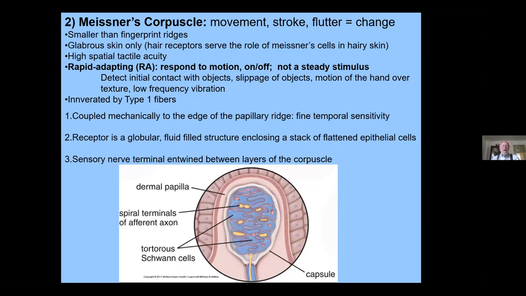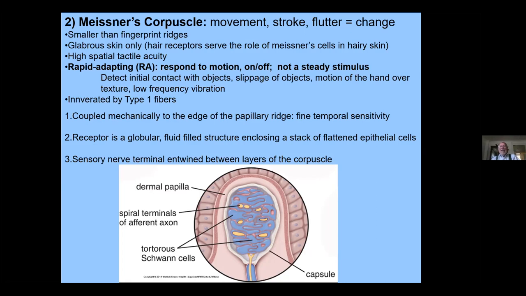Then we have our friend, the Meissner's corpuscle, which is now interested in movement, stroking. So movement is an active thing. Stroke is what? Stroke is you're doing something active versus flutter, where flutter is something on the surface. All of a sudden, let's say a hummingbird came very close to you and was moving, and you would feel the air and it changes. And again, you have all of these characteristics. And whereas the Merkel cell was slow adapting, the Meissner's corpuscle is rapid adapting, because you're responding to motion.